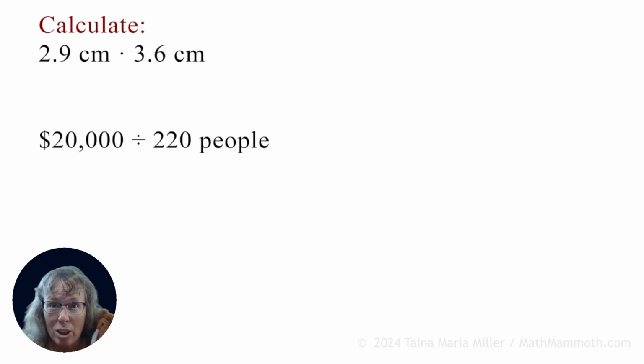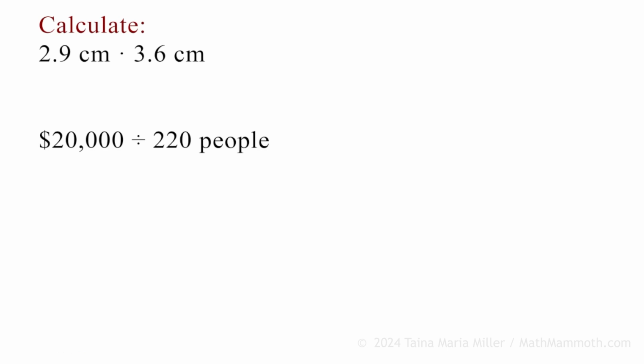Significant digits are used a lot when calculating with measurements. So let's look at some examples. If I calculate 2.9 centimeters times 3.6 centimeters, this could be an area of a rectangle, for example. And I get from a calculator 10.44 square centimeters. But I cannot leave the answer like that if these were measurements, because each measurement here is accurate to 2 significant digits. My answer here is 4.